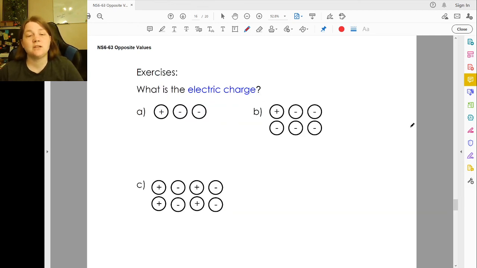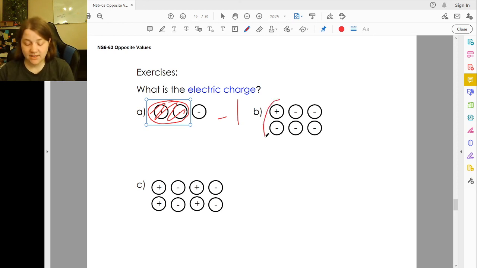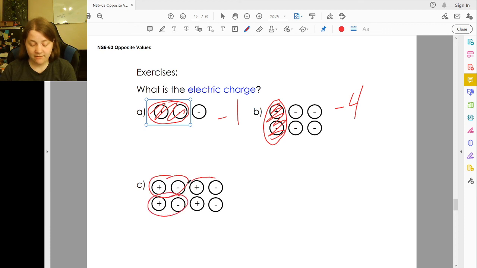So what's the electrical charge in these? Well, the first thing we need to do is cancel things out. I see a positive and a negative here. They're going to cancel each other out. So this charge is just -1. I see a positive and a negative here. They're going to cancel each other out. So this charge is just -4. Over here, these each have a pair to them, which means there's nothing left, just 0.